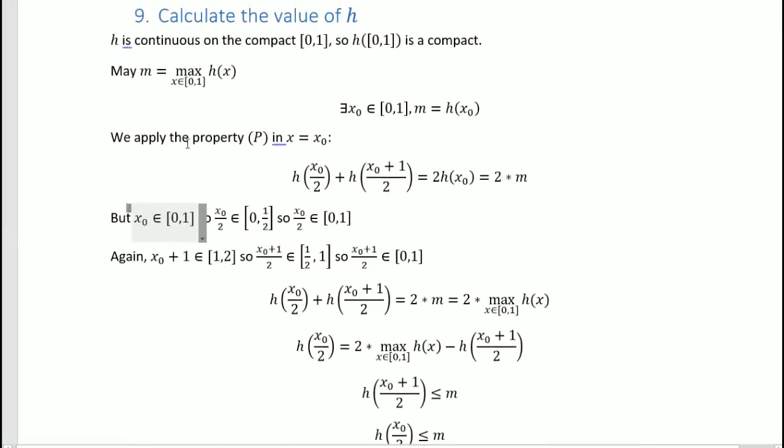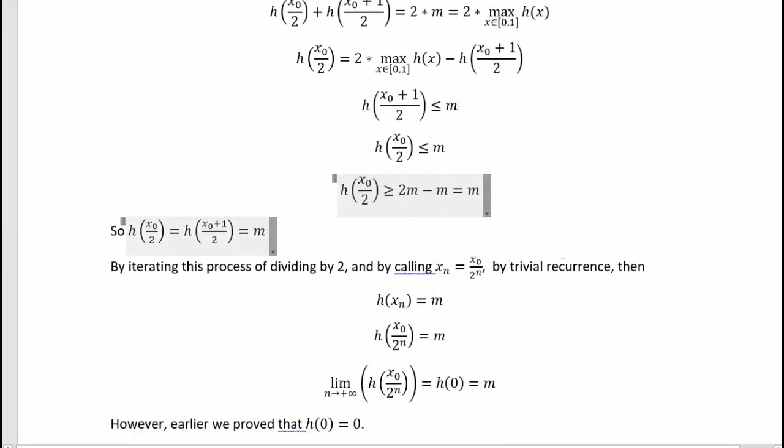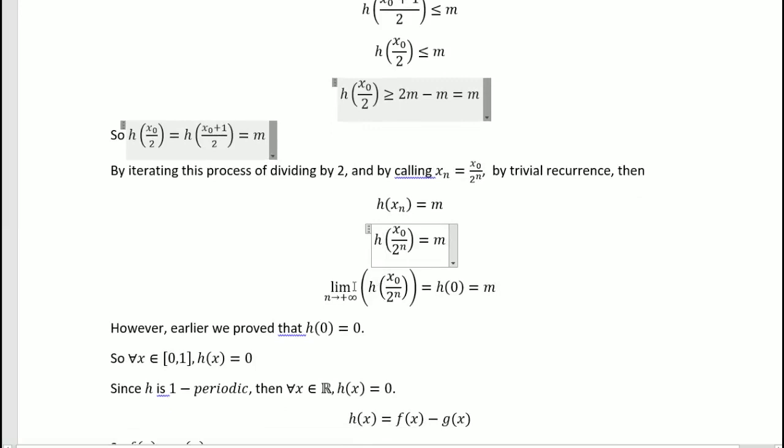x0 over 2 is inside (0, 1), and we do that process. I iterate this process, and by trivial recurrence, h of xn equals m. So h of x0 divided by 2^n equals m for all values of n. So when I take the limit, it equals h of 0 equals m.